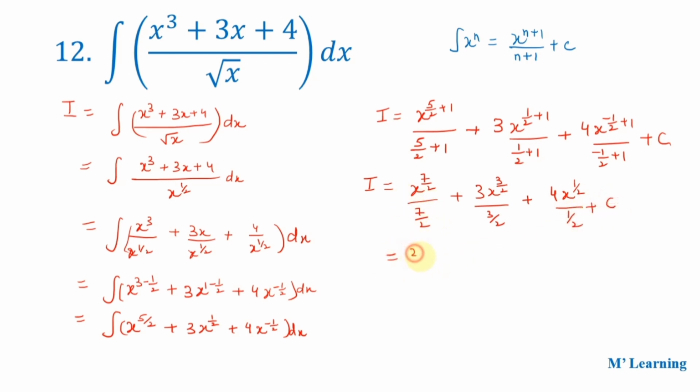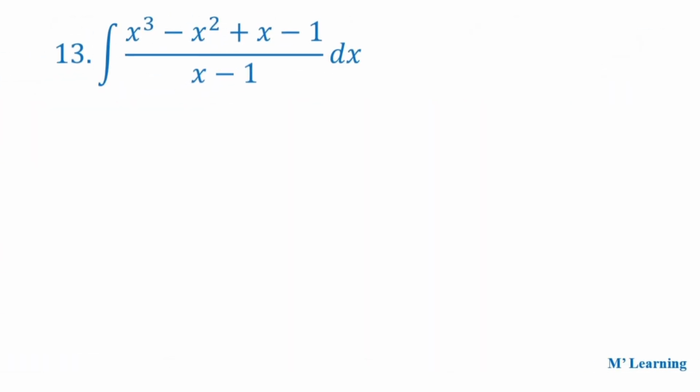7 by 2 will become 2 by 7 x to the power 7 by 2, plus 3 into 2 by 3 into x to the power 3 by 2, plus 2 into 4. 1 by 2 becomes 2 into 4 x to the power half, plus c. Basically it becomes 2 by 7 x to the power 7 by 2, the 3 cancelled, 2 x to the power 3 by 2, plus 2 fours are 8 x to the power 1 by 2, plus c. This is the final answer.